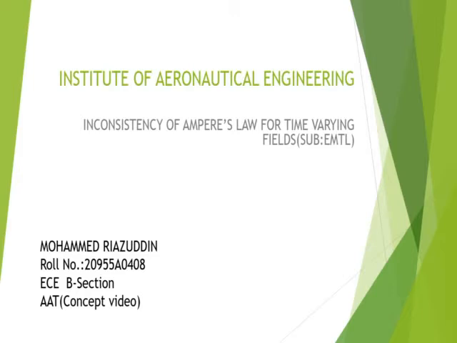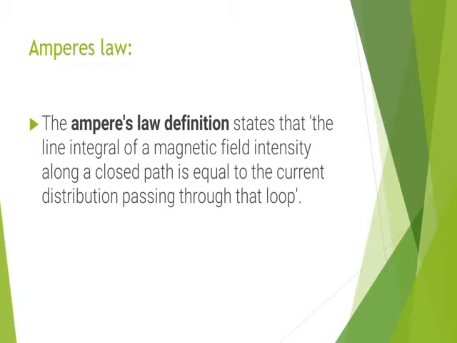Today my topic is the inconsistency of Ampere's law for time varying fields. Before going to the topic, first we will see what Ampere's law is. The definition states that the line integral of a magnetic field intensity along a closed path is equal to the current distribution passing through that loop.